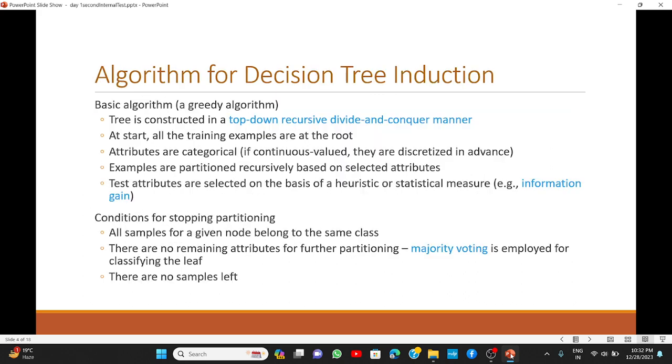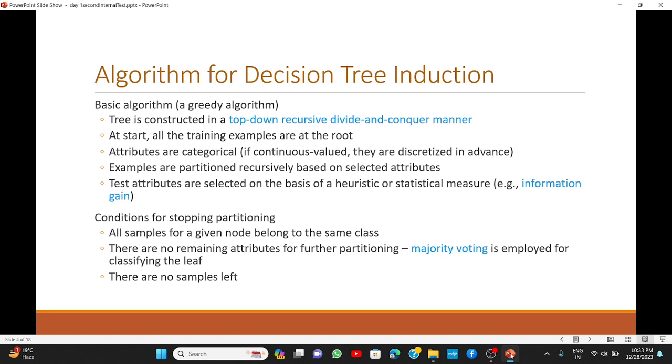Algorithm for decision tree induction. This is the basic algorithm, a greedy algorithm. First, the tree is constructed in a top-down recursive divide and conquer manner. At start, all the training examples are at the root. Attributes are categorical. If continuous values, they are discretized in advance. Examples are partitioned recursively based on selected attributes. Test attributes are selected on the basis of a heuristic or statistical measure, for example, information gain.